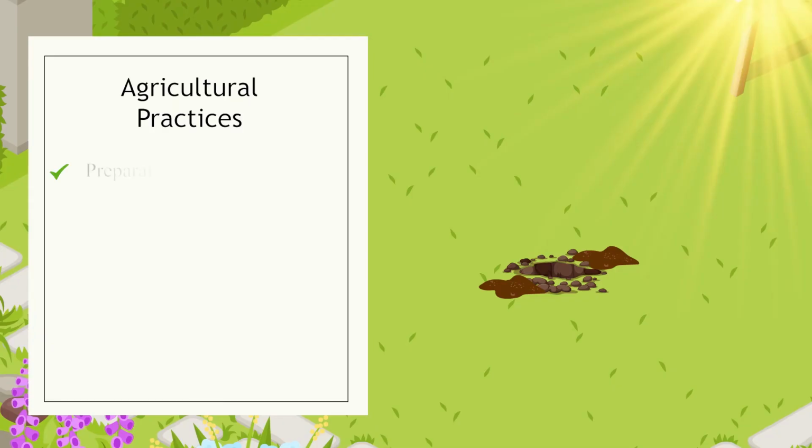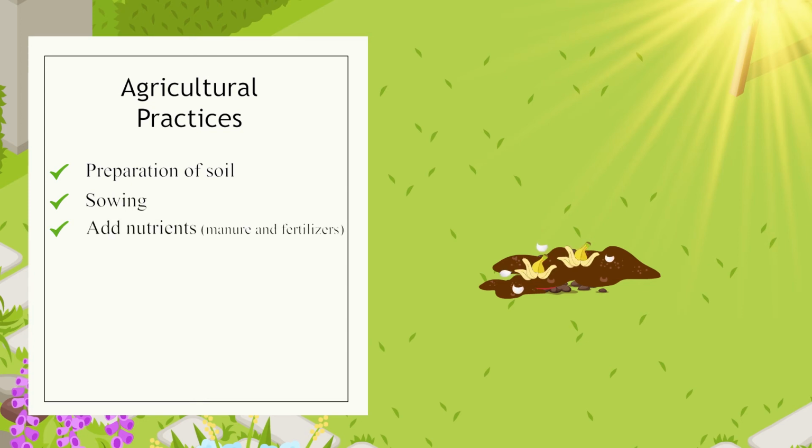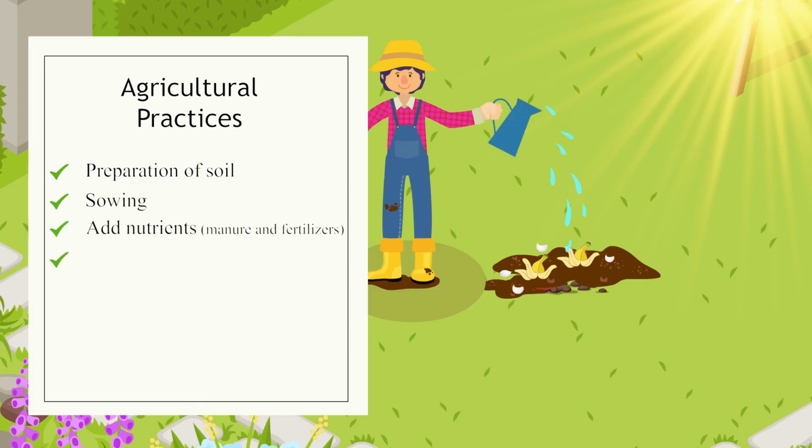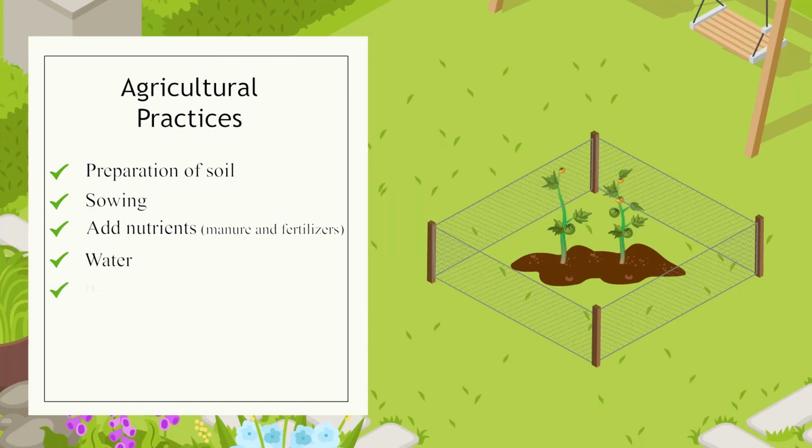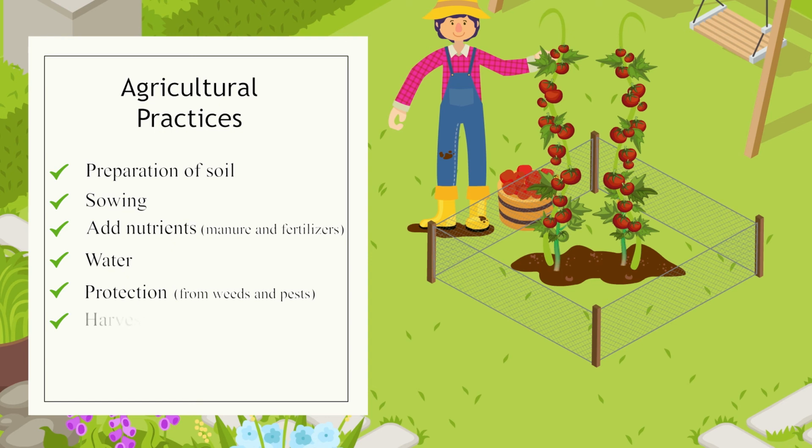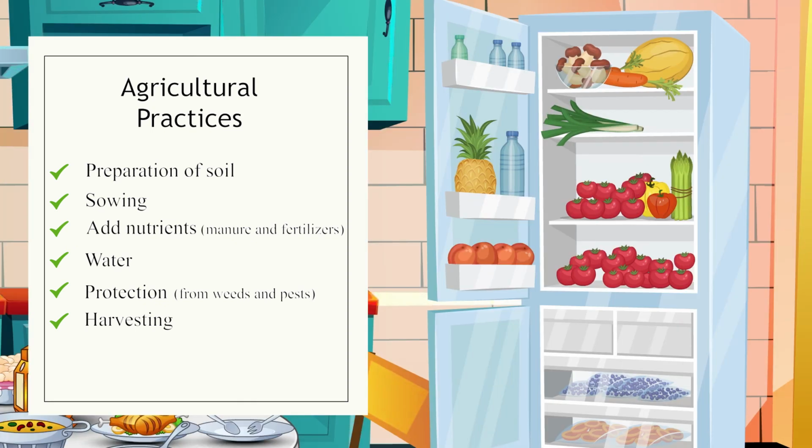So we started with preparing the soil. Once the soil is prepared, we actually sowed the seeds. Then we added nutrients in the form of food waste. Then we continuously watered the plant, and we also protected it from pests, insects, weeds, etc. And once it was ripe enough, we harvested the fruits, in this case the vegetables, tomatoes. And finally, the excess harvest that we had, we stored it for later use.